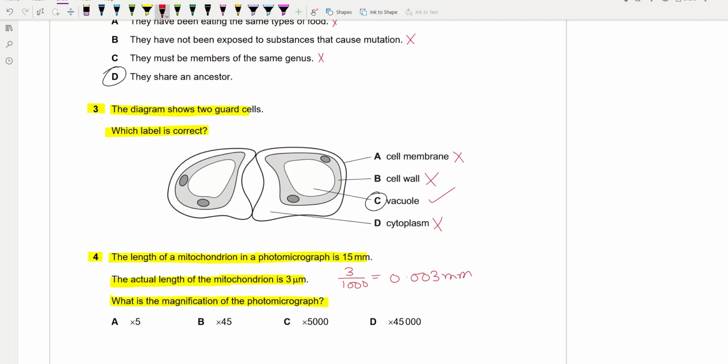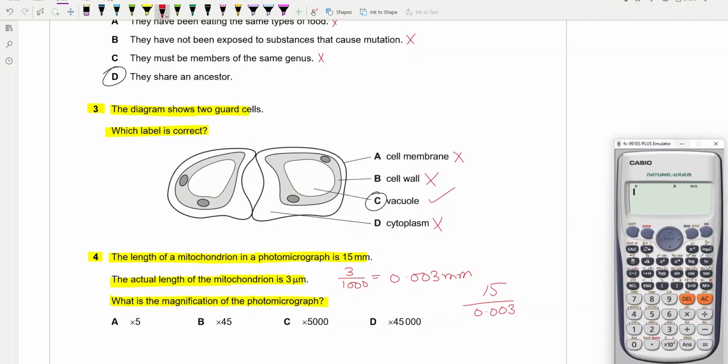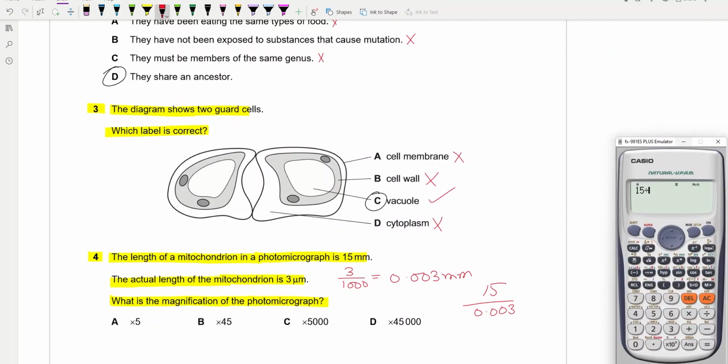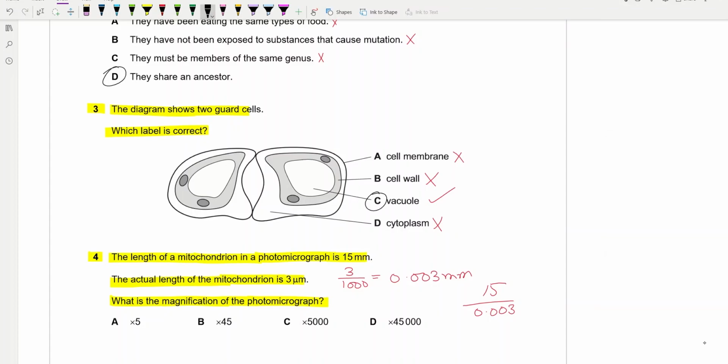and then to find out the magnification we would divide 15 by 0.003. 15 divided by 0.003 would be 5000. So the correct option would be option C.